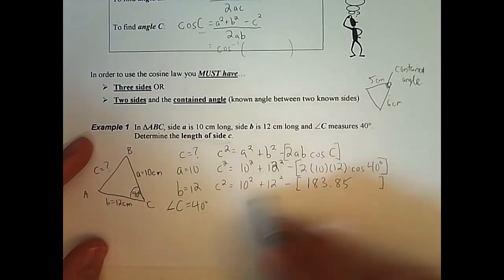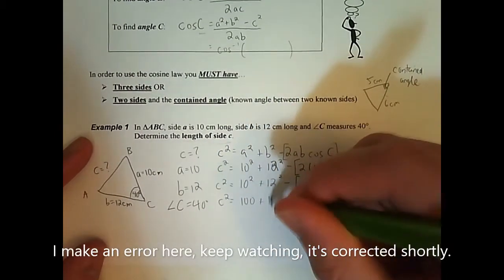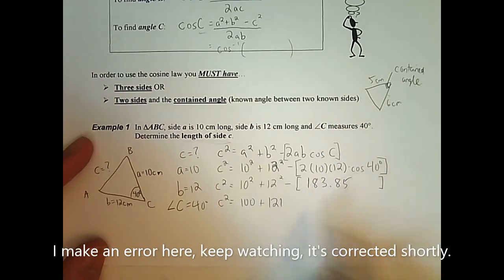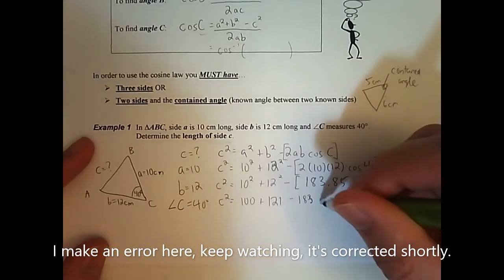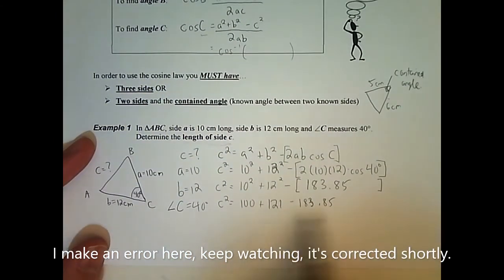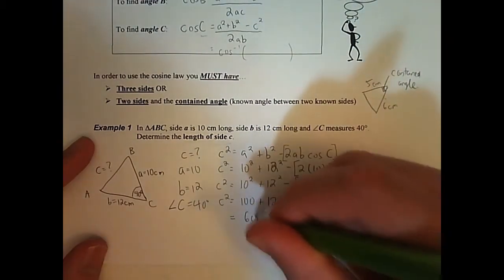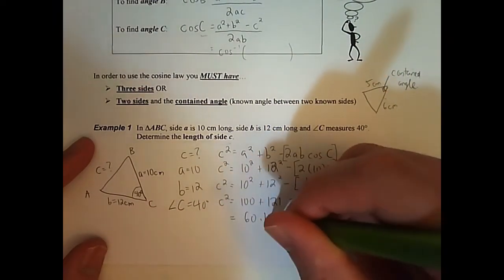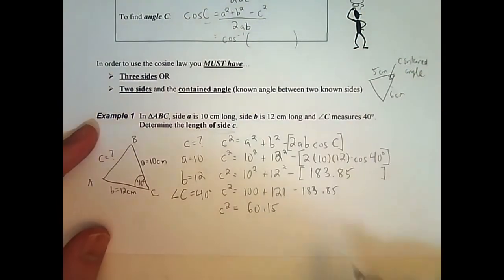So then I can do the exponents now. If you wanted to do this all in one step, you could just do it all in one step. Okay, so now I can just add and subtract these. If I do that, I just go straight to 60.15, and that is equal to c squared. So remember now, this is c squared is equal to this.